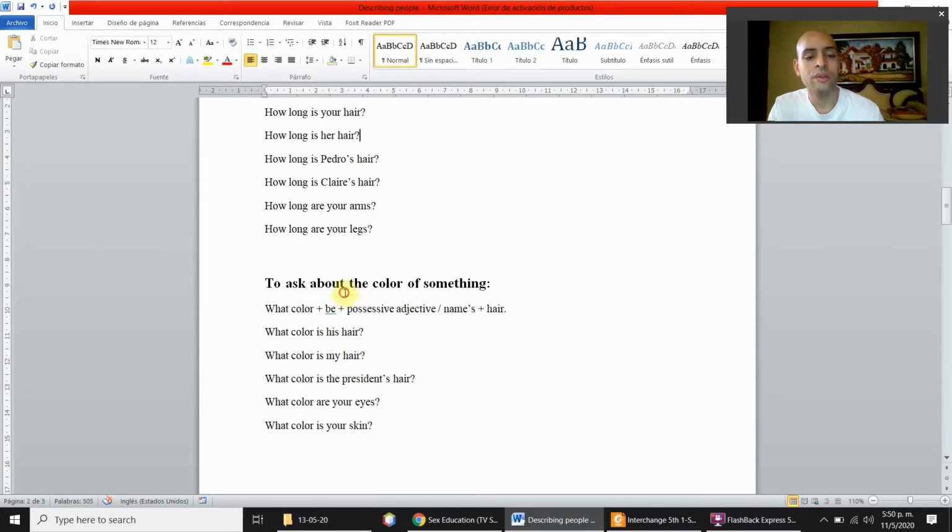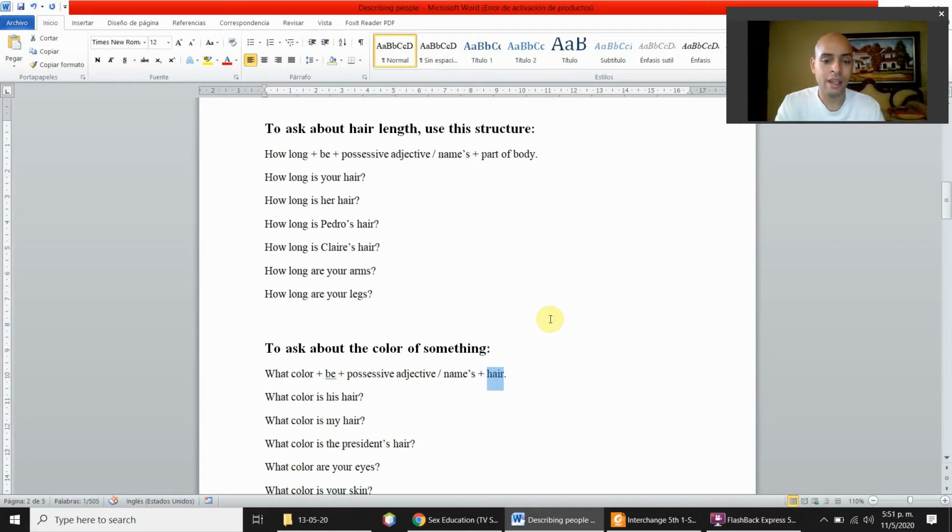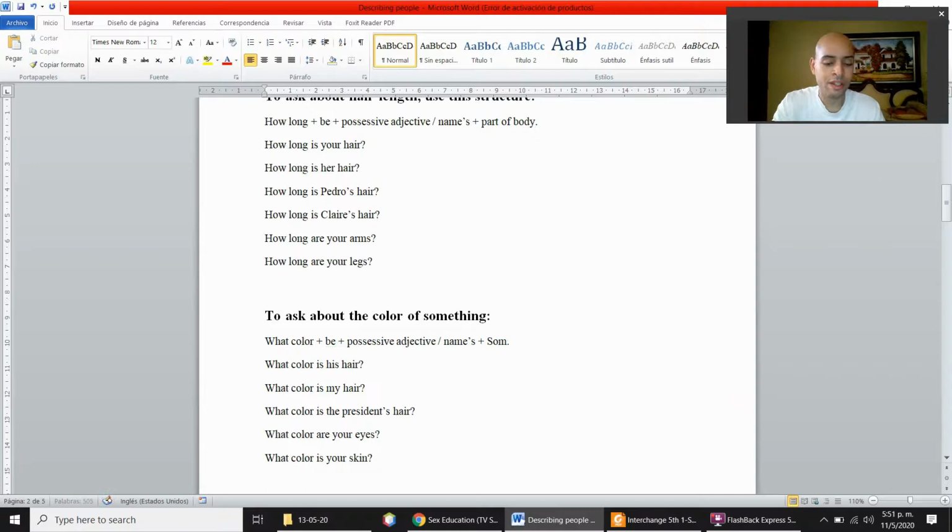And to ask about the color of something, not necessarily hair or skin color, of anything, you use this structure: What color, verb be, possessive adjective, or the name with the 's, meaning the possessive name, plus hair or something else. Let's write something else. It's more exact.